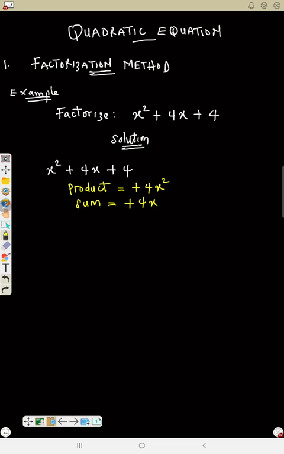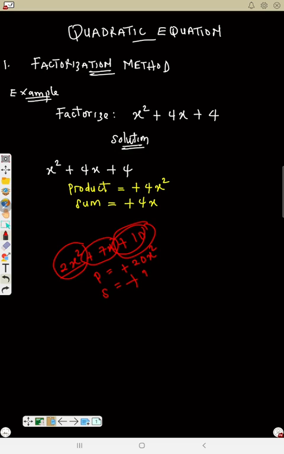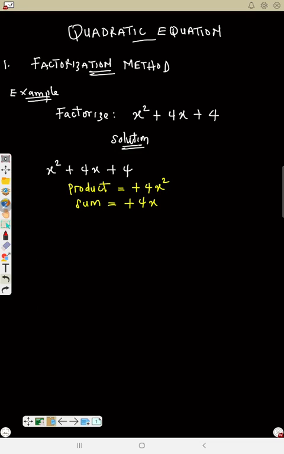So let's say I give you a question like 2x squared plus 7x plus 10. Now in this case, what is your product and what is your sum? Now the product is the first term multiplied by the last term. Here the first term is 2x squared multiplied by the last term 10. 2 times 10 is 20. That will be plus 20x squared. Now the middle one here is your sum. That is plus 7x. So that is the first thing in quadratics. You need to know how to find the product and the sum.